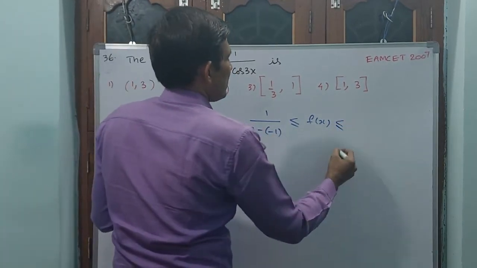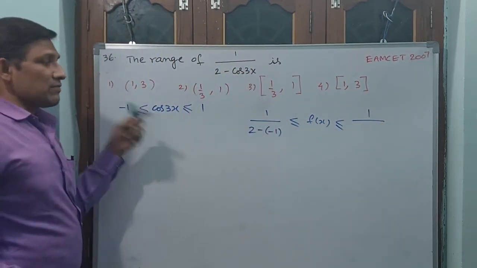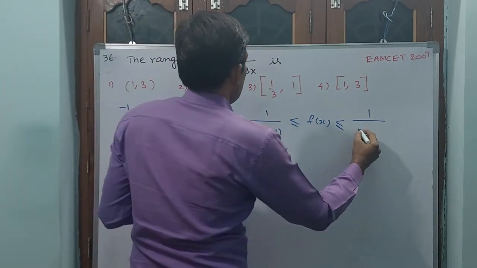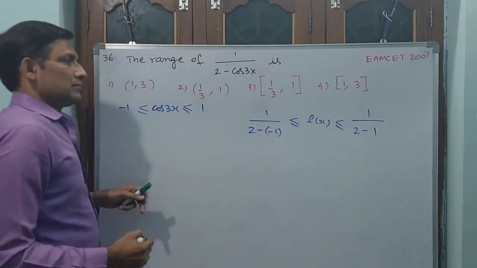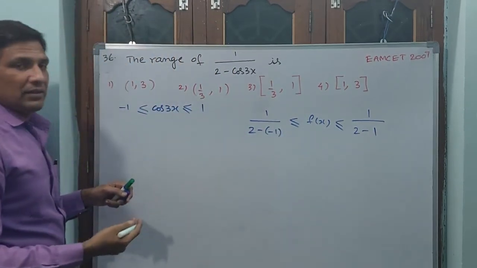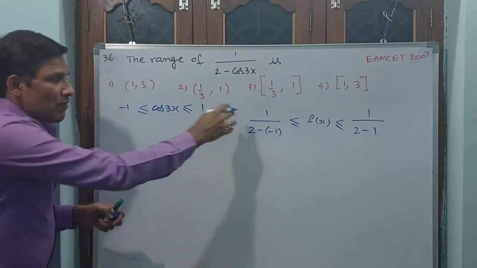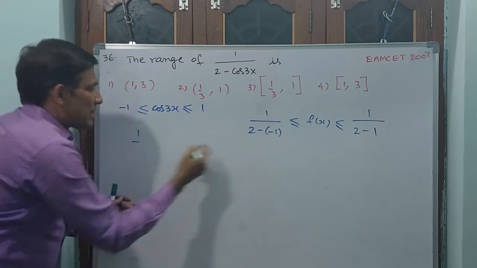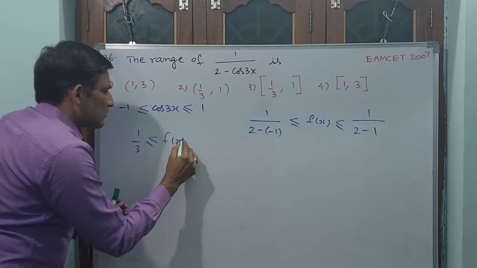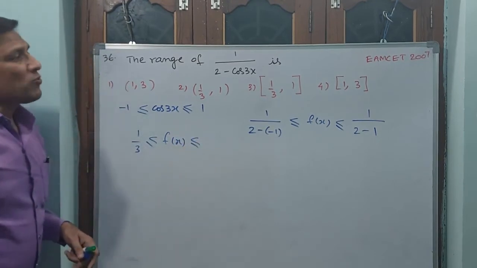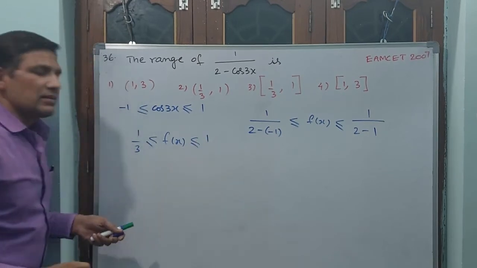Then you tell me, +1 also it may happen. You see what is going to happen. 1 by 2 minus cos 3x may become 1. Is it okay? Definitely okay. Now 1 by 2 minus of -1 is 1 by 3. f of x will be like this only. 1 by 2 minus 1 is 1, that's all. 1 by 1 means 1.